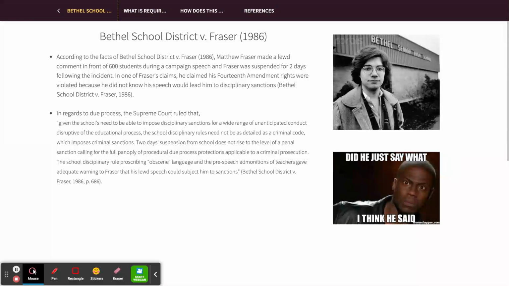A 2-day suspension from school does not rise to the level of a penal sanction, calling for the full panoply of procedural due process protections applicable to a criminal prosecution. The school's disciplinary rule prescribing obscene language and the pre-speech admonitions of teachers gave adequate warning to Frazier that his lewd speech could subject him to sanctions.